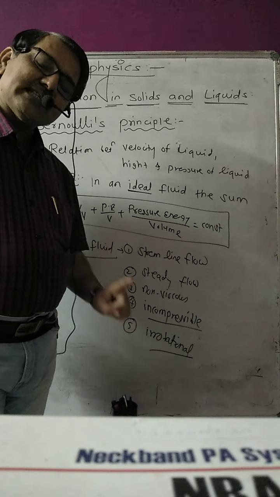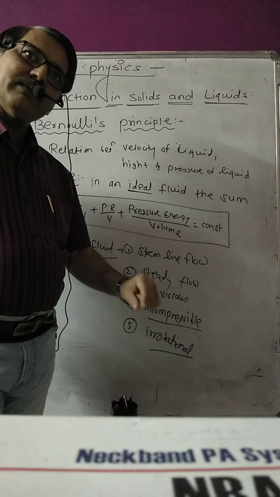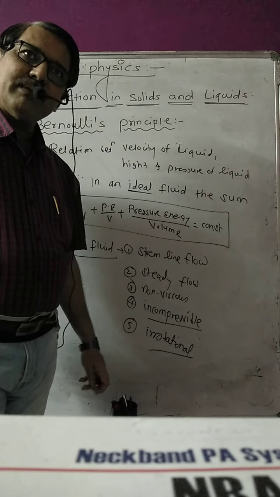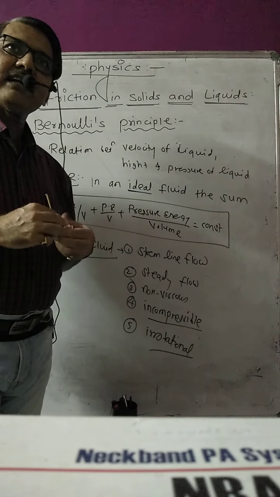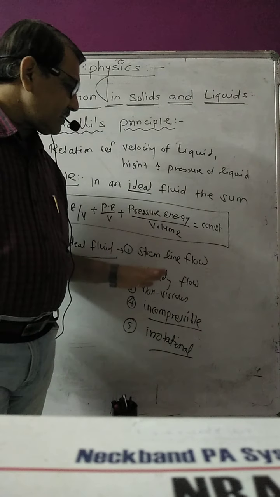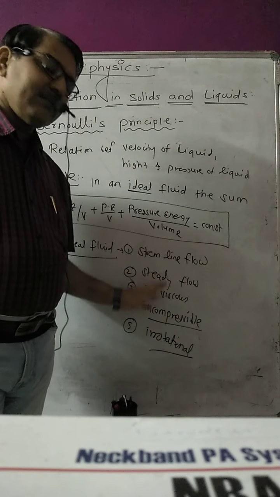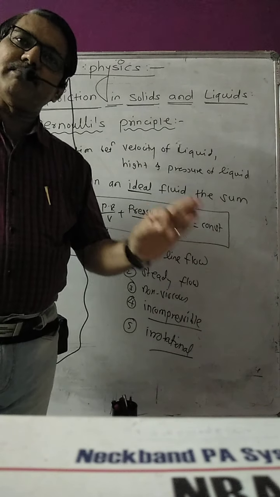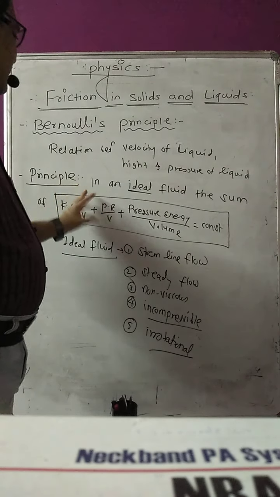Incompressible fluid means the density of the liquid remains constant throughout its motion through the pipe. And irrotational fluid means the fluid should not rotate about its own axis. So these are the characteristics of the ideal fluid, and for that ideal fluid, the sum of all these types of energy should remain constant. So that is Bernoulli's principle.